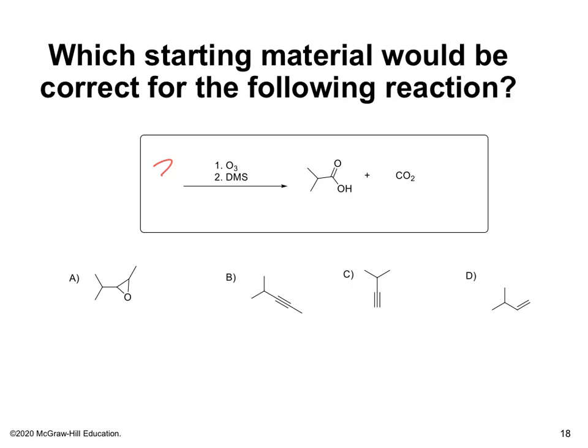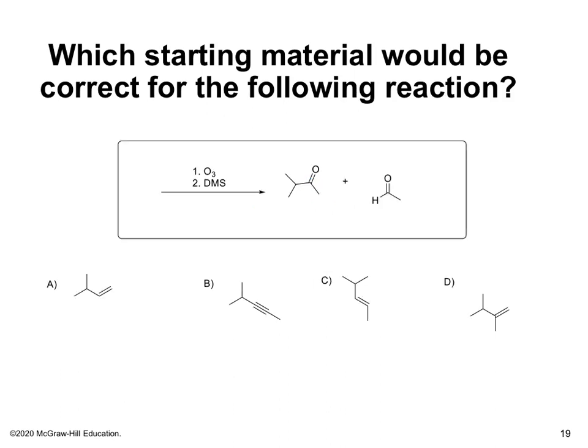Okay, so what about here? What's our starting material? Well, you have a carboxylic acid and a carbon dioxide. So you have these carbons here, and then this carbon would have to be a triple bond to this carbon. So this would be a terminal alkyne. There's that carbon, there's that carbon, and then you have these three. So C is your answer.